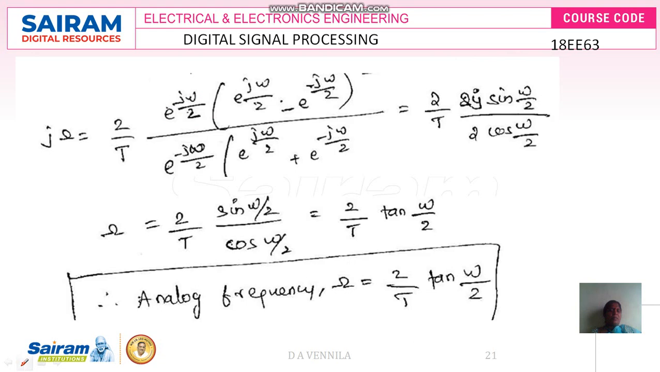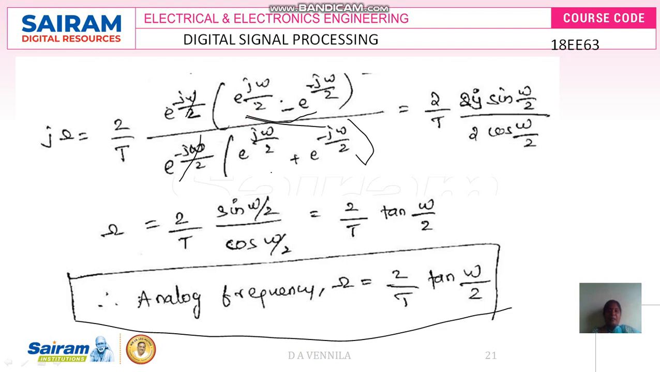After simplifying this, both get cancelled. This is nothing but your sine term, and this is nothing but your cos term, because here it is plus. So sine term over cos term. Now this will be equal to 2 by T tan of omega divided by 2. So the analog frequency is this omega and the digital frequency is this omega. The analog frequency omega will be equal to 2 by T tan of omega divided by 2.